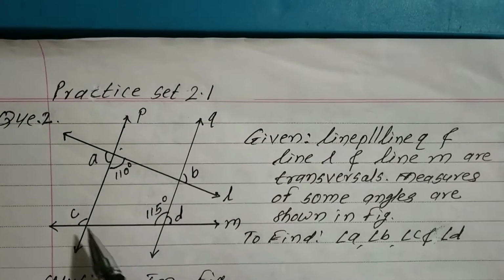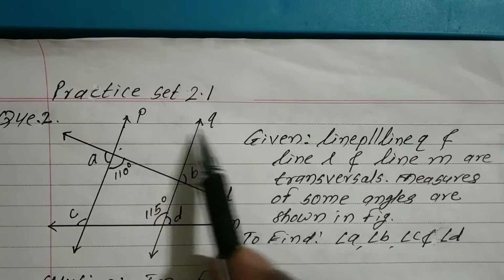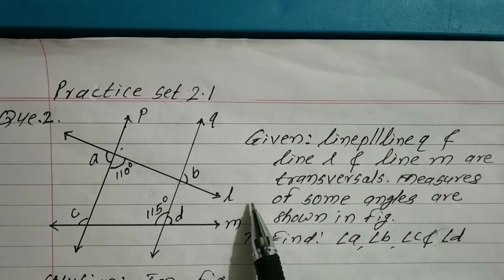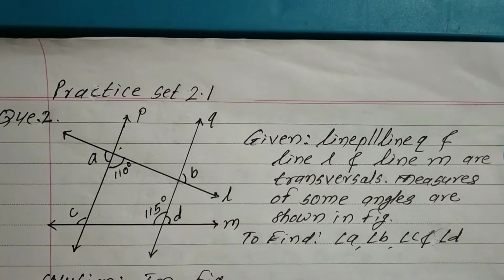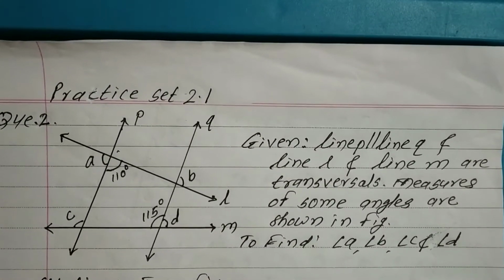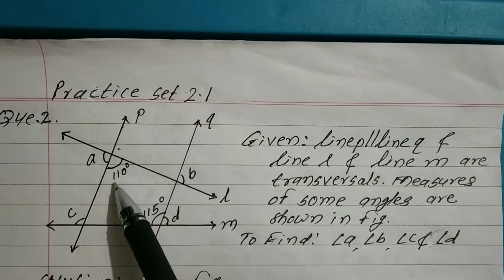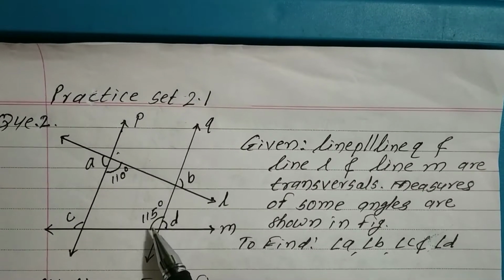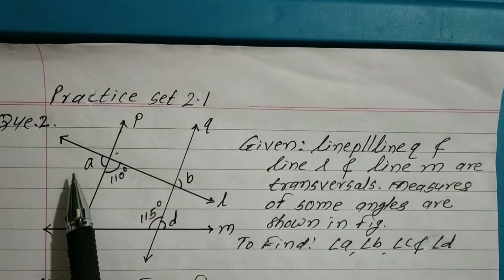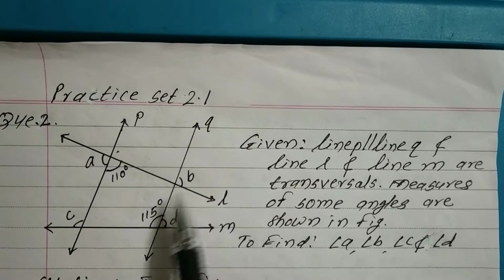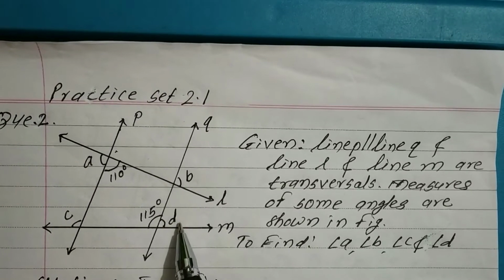In this question, line P, line Q are parallel lines given. Line L, line M are the transversals given. Again, measures of some angles are shown in the figure. This angle 110 degree and this angle 115 degree. Here what to find? Measure of angle A, measure of angle B and measure of angle C. Again measure of angle D.